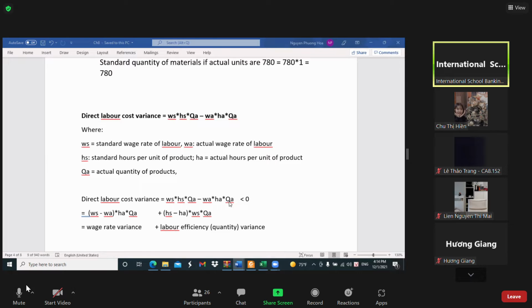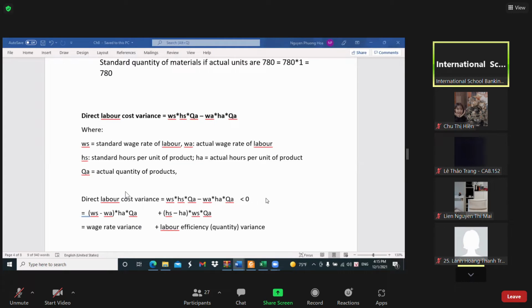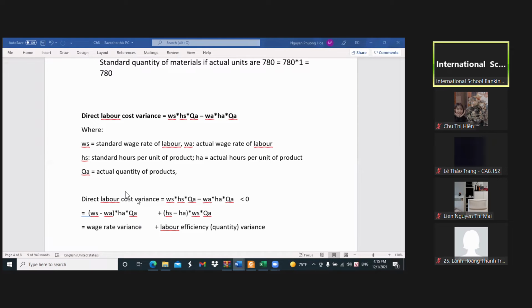When you transfer the actual labor cost to the right hand side of the inequality, then the actual labor cost will be higher than the standard, right? That means it costs the company more, so it is more expensive. And when the performance of the company is more expensive, it's not good. And the variance therefore is unfavorable.